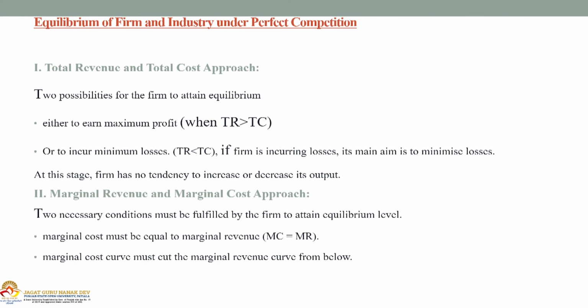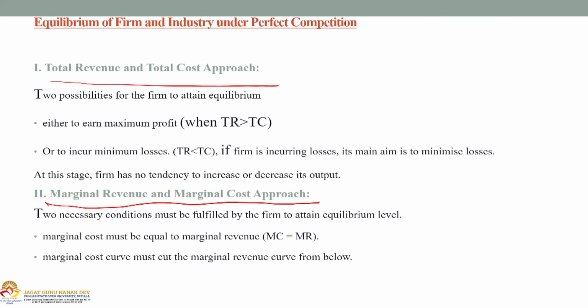First of all, there are two approaches to calculate the equilibrium of firm and industry in perfect competition. First is total revenue, total cost approach. Second is marginal revenue, marginal cost approach. First, we will discuss total revenue and total cost approach. Then we will move forward to marginal revenue and marginal cost approach.